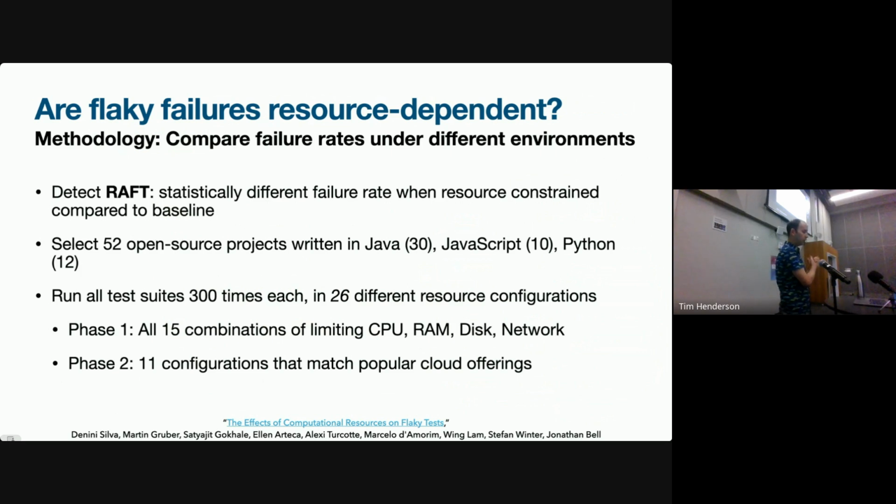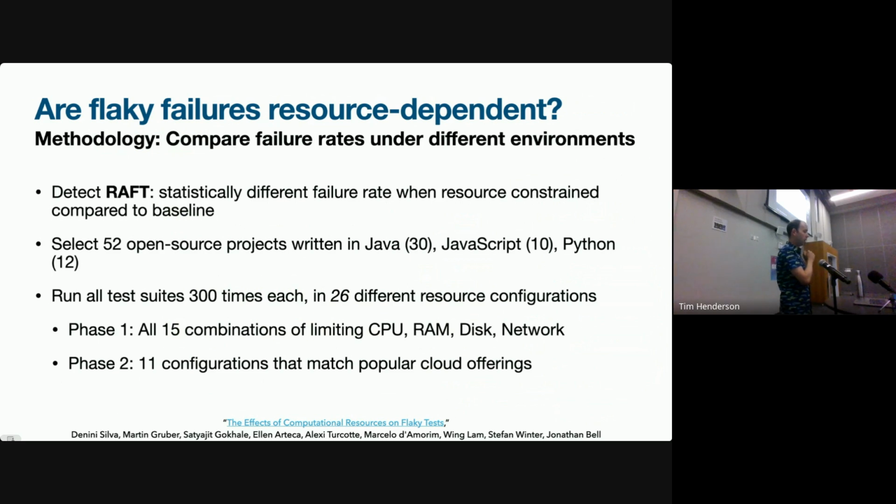And we ran each of those project test suites 300 times in a virtual machine with 4 CPUs and 16 gigabytes of RAM, which we figured to be a sufficiently reasonable baseline environment. Then we did 300 more repetitions of all of these test suites in all of these different resource-constrained environments. And we had 2 approaches to constrain resources.